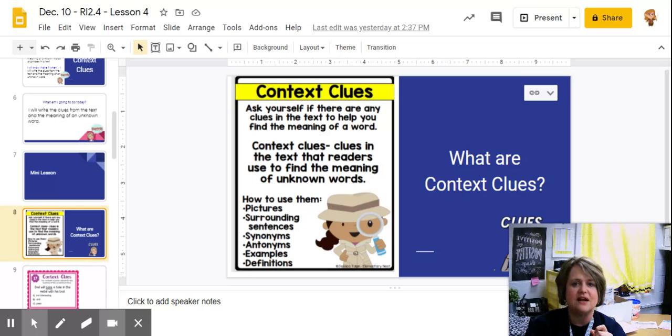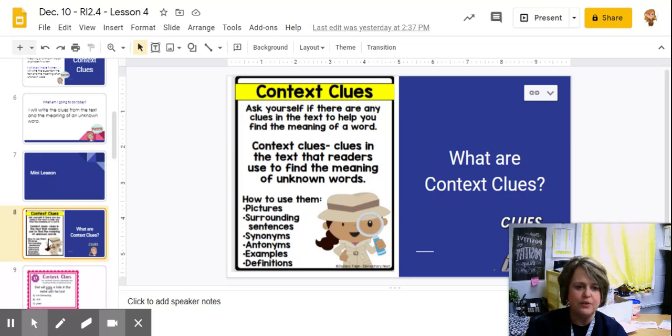Here is a chart or poster that we saw at the beginning of the week. It is a reminder that context clues are those clues in the text that readers use to find the meaning of the unknown word or the vocabulary word. Ask yourself, are there any clues in the text to help you figure out the meaning? Then use your pictures, surrounding sentences, synonyms, antonyms, examples, or definitions.